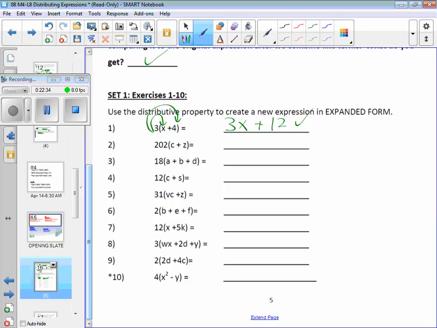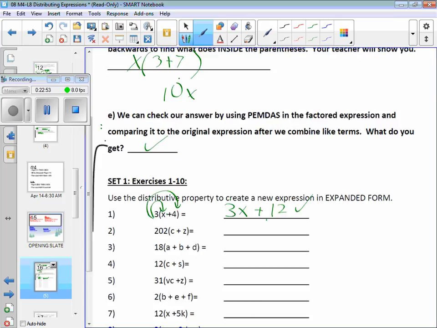Okay. What form is this on the left? Amanda. Factored. On the right, what form? Expanded. If you look at all of these, they're all being changed from factored to expanded. Let's do one more together.